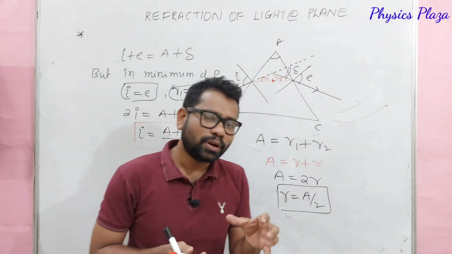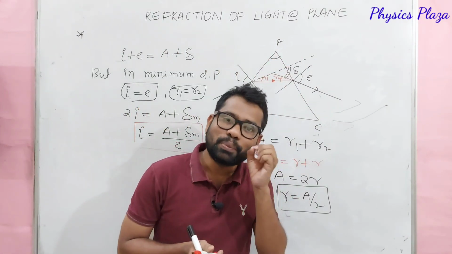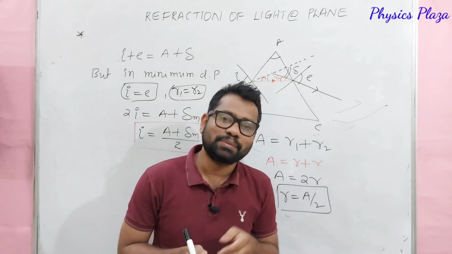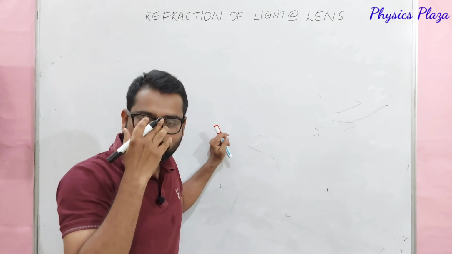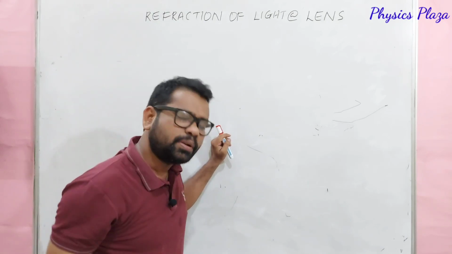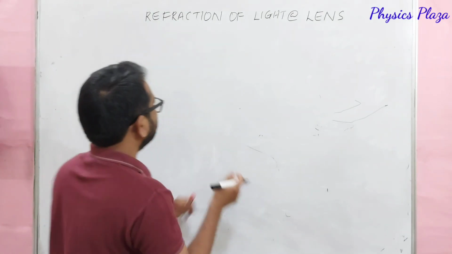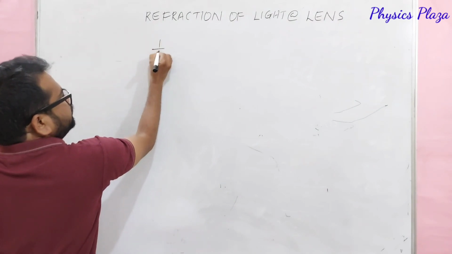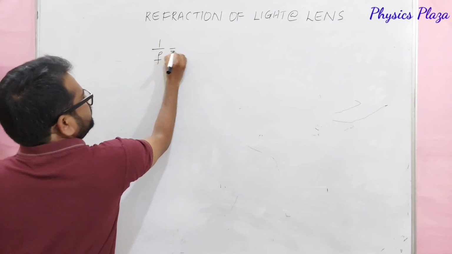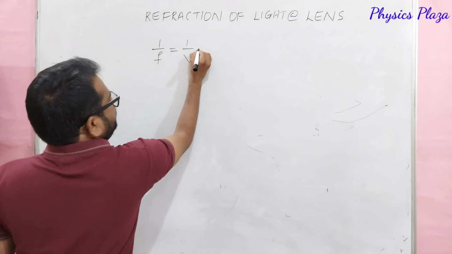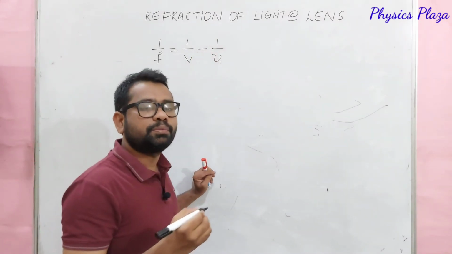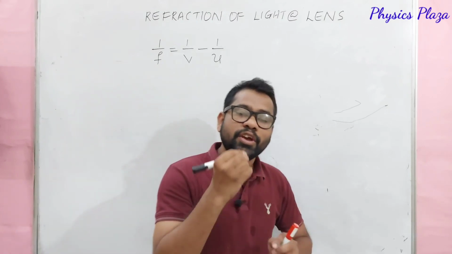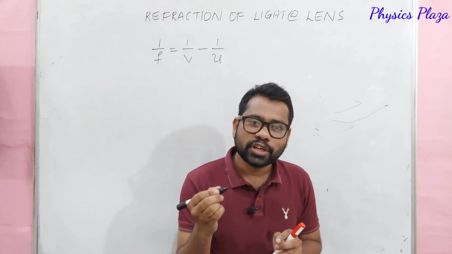Now we will discuss the important formulas in the lens chapter. Now we will see refraction of light at curved surfaces, that is the lens. Children, in this chapter the most wanted formula is the lens formula, that is 1 by f is equal to 1 by v minus 1 by u. But dear children, if you want to solve numericals based on the lens formula, we should have an idea about what?